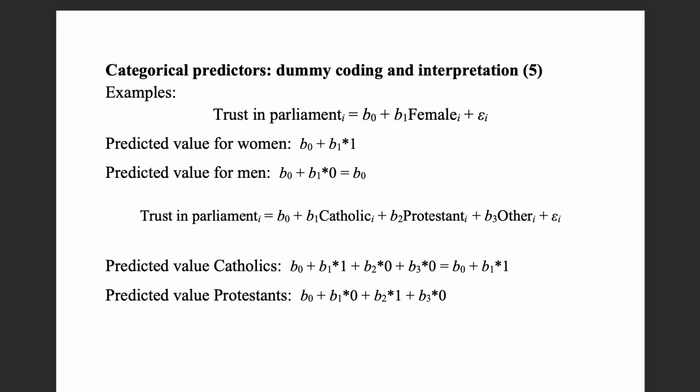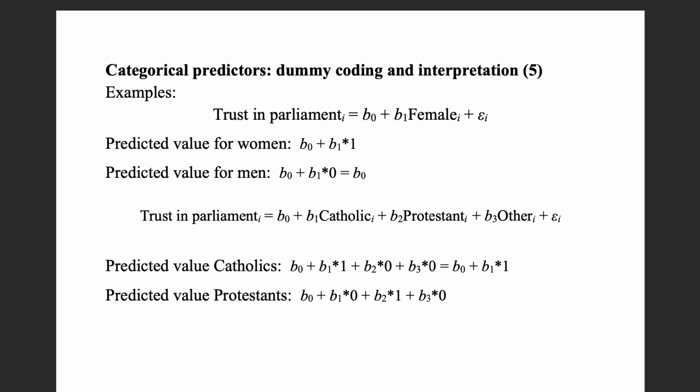Protestants, so they got a 0 on the dummy variable for being Catholic, plus B2 multiplied by 1. B2 is the regression coefficient for the Protestant dummy. Well, these people are in fact Protestants, so they got the value 1 on that dummy variable. So for them, the regression coefficient B2 is multiplied by 1, and plus B3 times 0, because these people do not belong to other religious denominations.